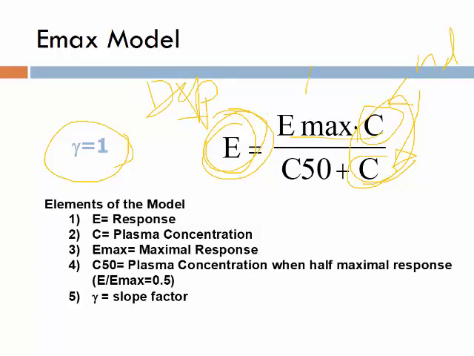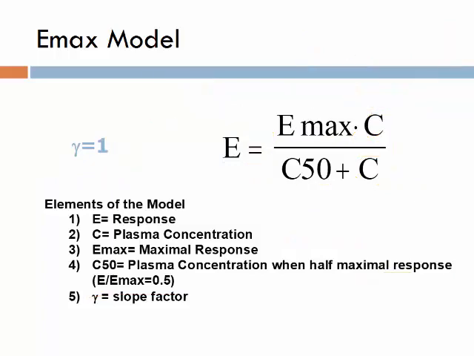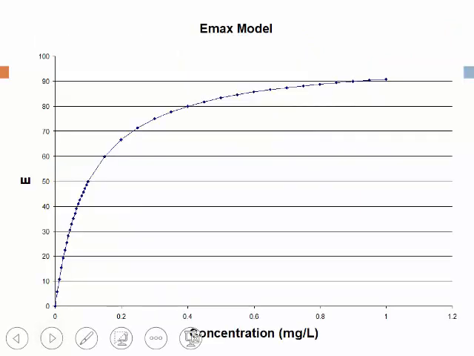Emax stays the same. This is still our capacity, the maximal effect we can see, and C50 is still our affinity, the concentration where half maximal response is seen. Slope factor we don't have to worry about anymore because slope factor is 1, so it disappears. So it's a little simpler model. So what it's going to look like is this. We have an increase as we increase our concentration, we have a gradual increase in effect.